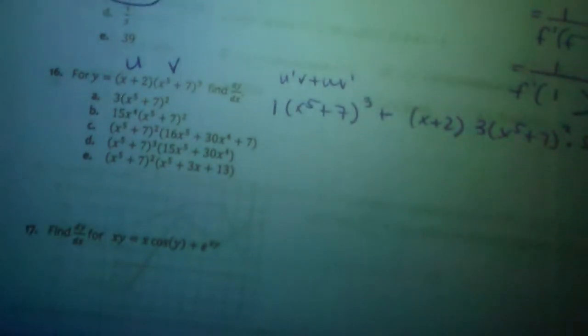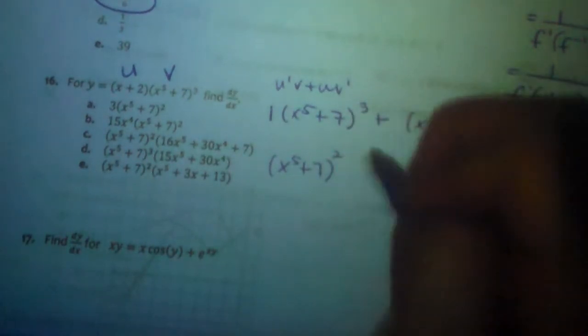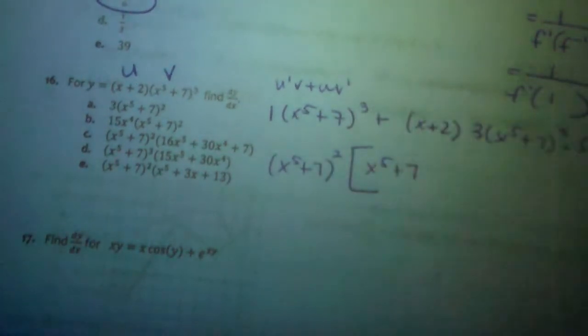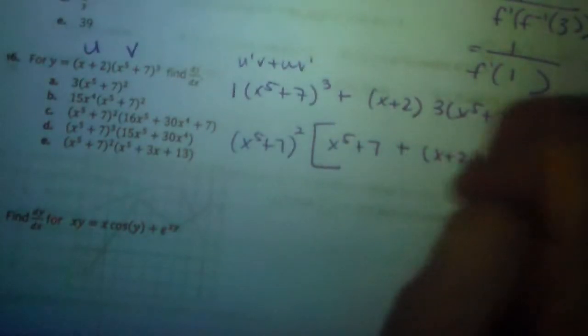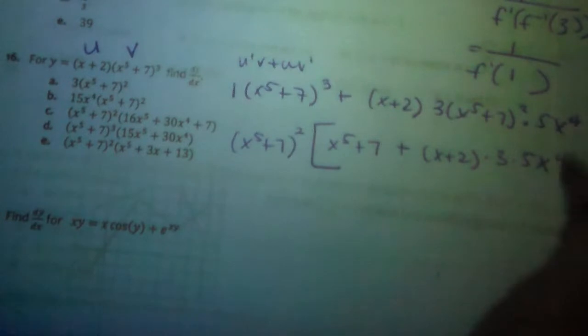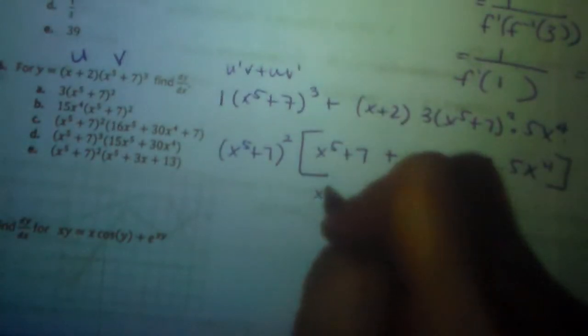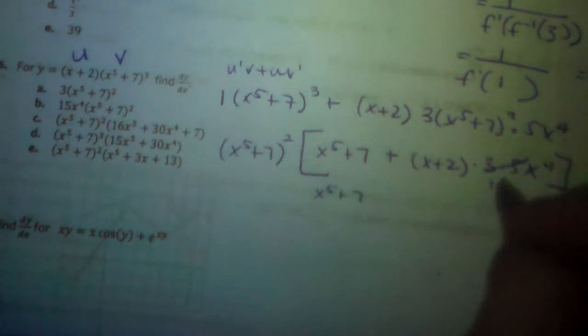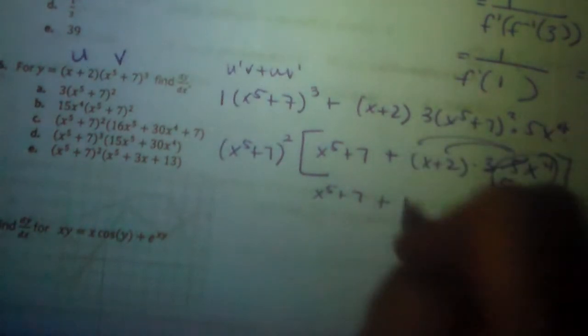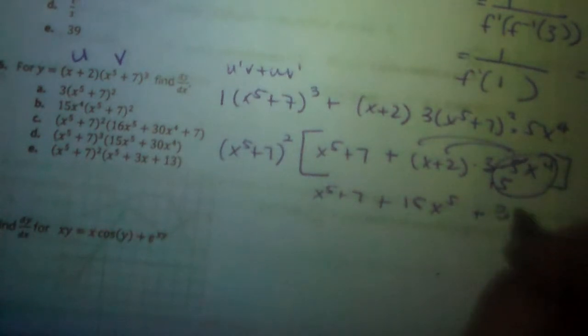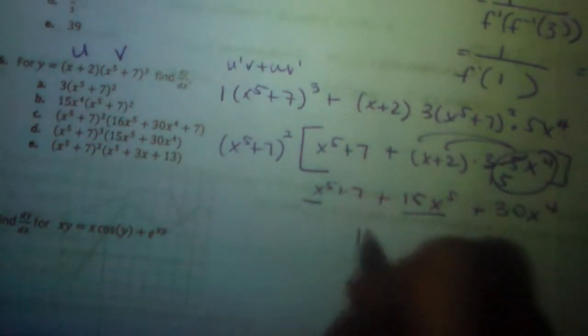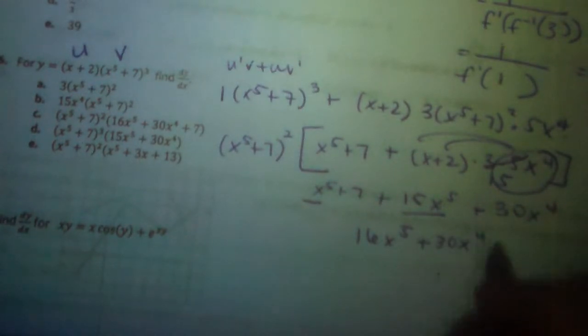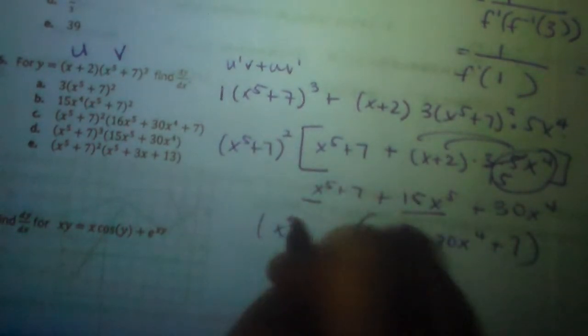Here, I need this in factored form, so I'm going to pull out the common factor, x to the 5th plus 7, 2 powers of it. So I'm left with 1 power of x to the 5th plus 7. I'm left with an x plus 2 times 3 times 5x to the 4th. And now I just clean it up. This is x to the 5th plus 7. This is 15x to the 4th, which needs to get distributed. 15x to the 5th plus 30x to the 4th. These combine: 16x to the 5th plus 30x to the 4th plus 7. And I still have my x to the 5th plus 7 squared. So then that's C.